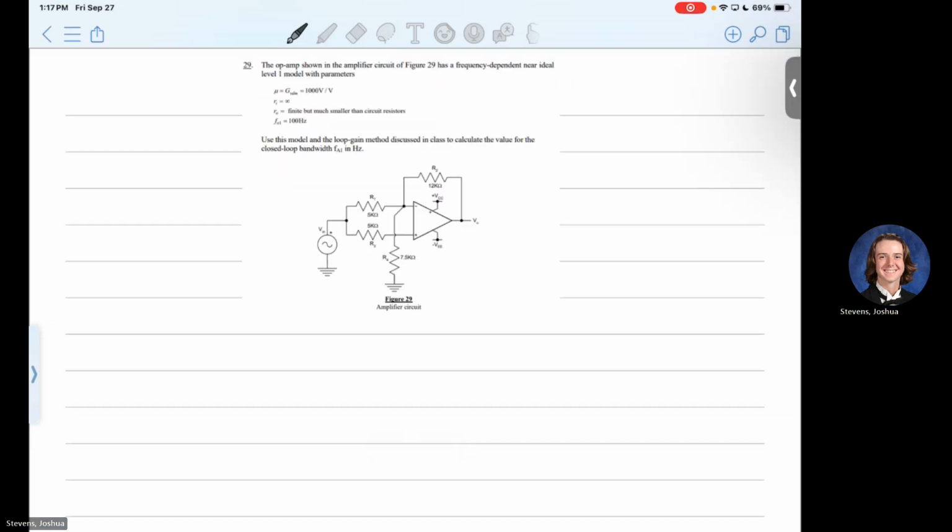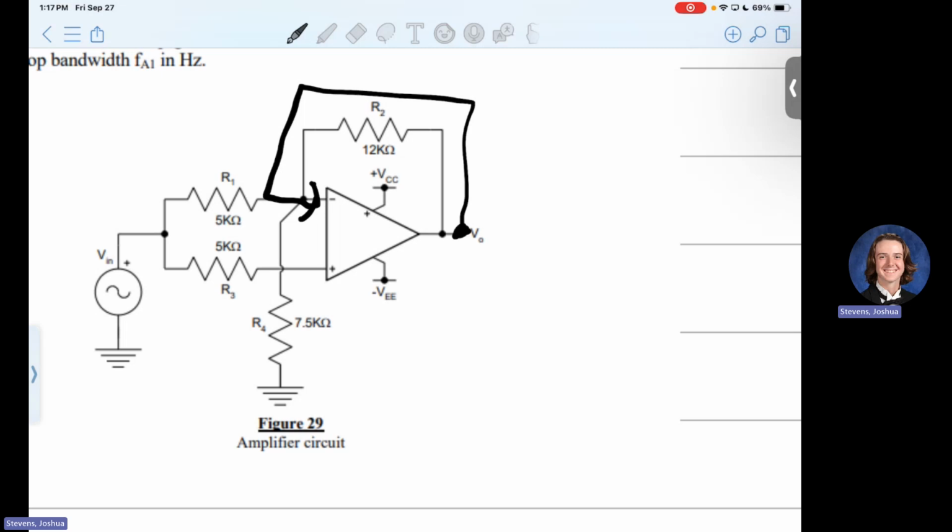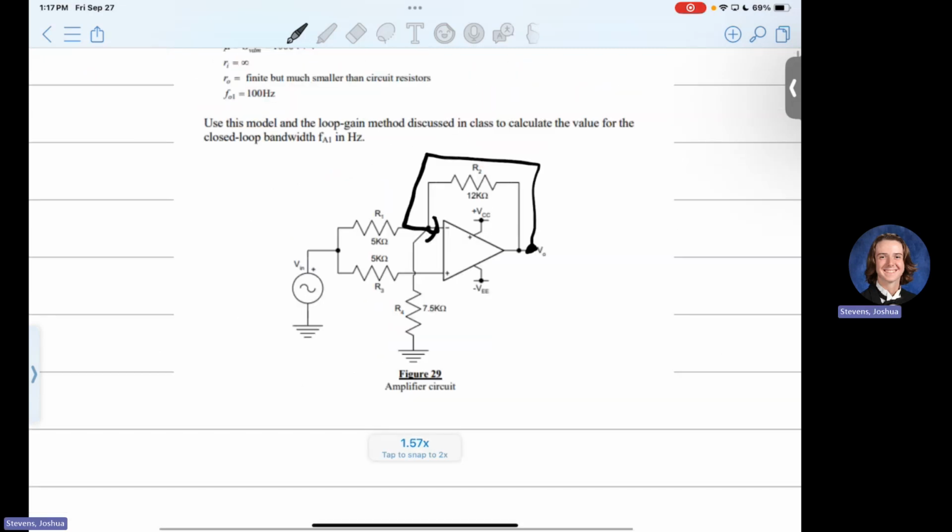How I usually look at it is where's the positive and negative. The positive end on this one is on the bottom section, and it's also tied to ground. The negative side is what your feedback loop is connected to. This VO is going back into the negative end, meaning it is inverted. That seems important, so I'm going to keep that on there. So this is an inverted type, okay?